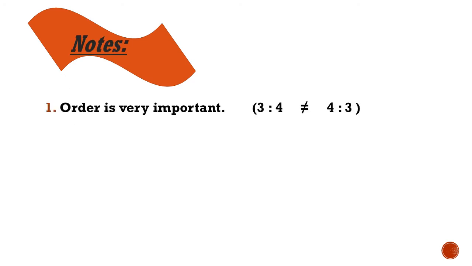Notes. Order is very important. 3 to 4 does not equal 4 to 3. If we say the number of apples to the number of oranges, it is not the same as if we say the ratio between the number of oranges to the number of apples. The order is very important.